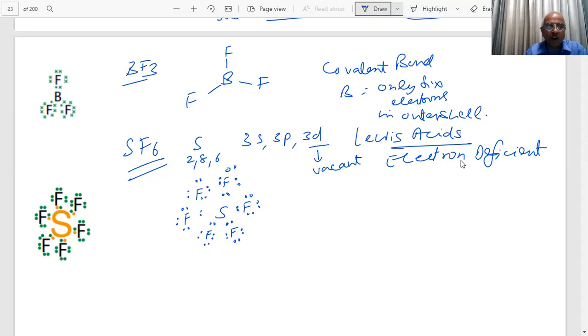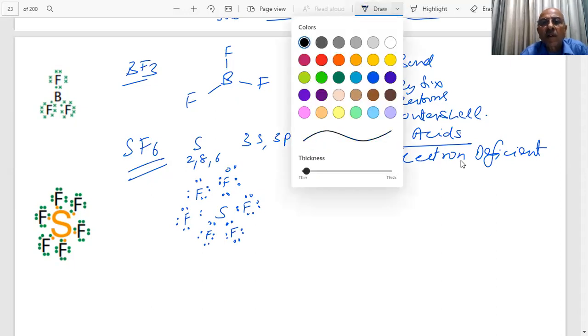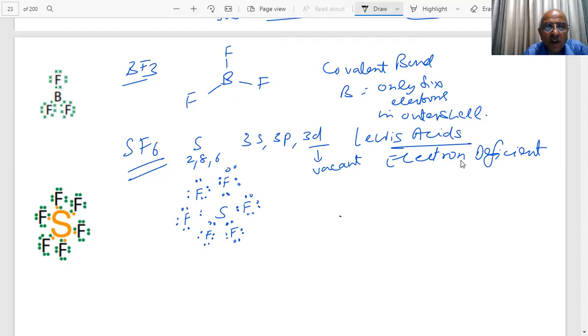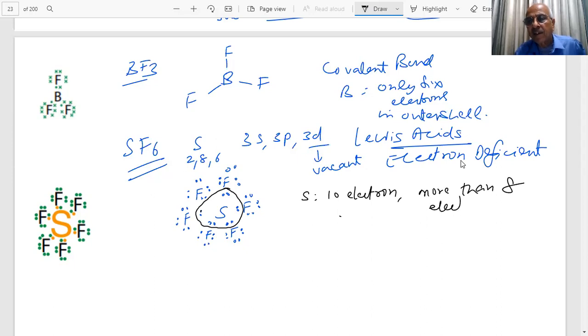Now how many electrons are there with the sulfur? Tell me. Sulfur has got how many electrons in this case? 2, 4, 6, 8, 10. 10 electrons. So it is more than 8 electrons. So here also the octet rule is not obeyed.